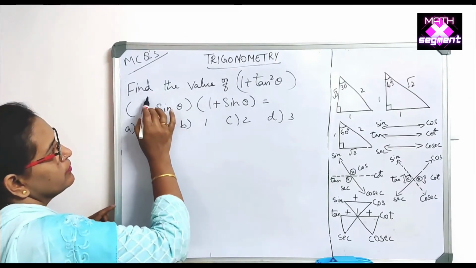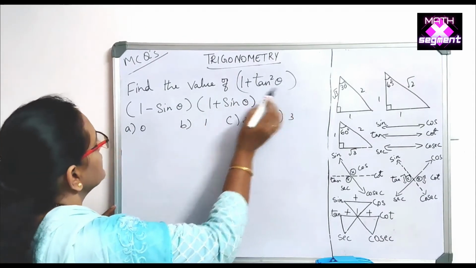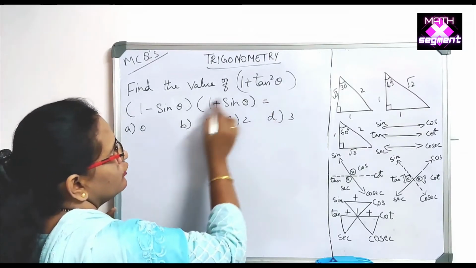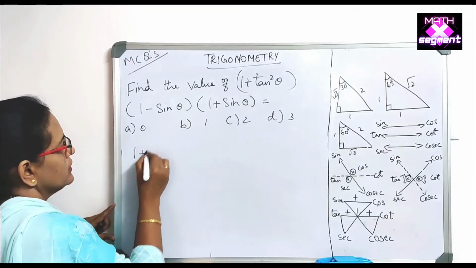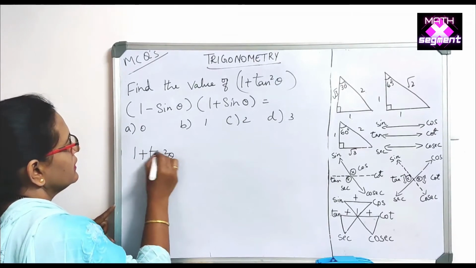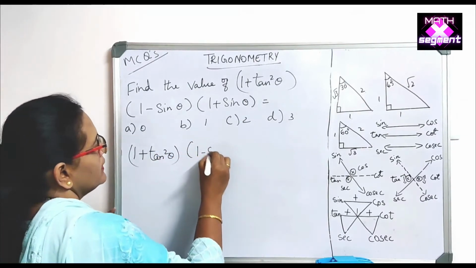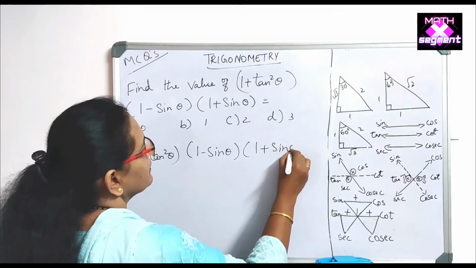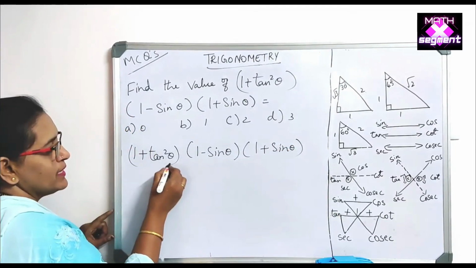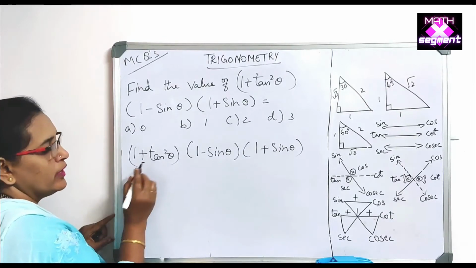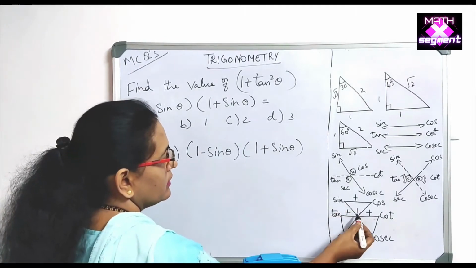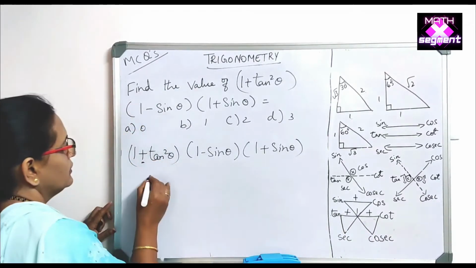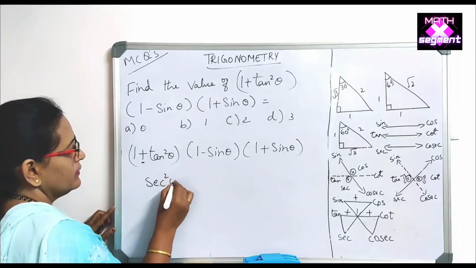Let's solve the next question. Find the value of 1 plus tan square theta, 1 minus sin theta into 1 plus sin theta. So you have to find the value of the given equation. So that is 1 plus tan square theta, 1 minus sin theta into 1 plus sin theta. So here 1 plus tan square theta. This is again an identity where you have a plus sign. So here you can see 1 plus tan square theta is nothing but secant square theta. So you can write this as secant square theta.